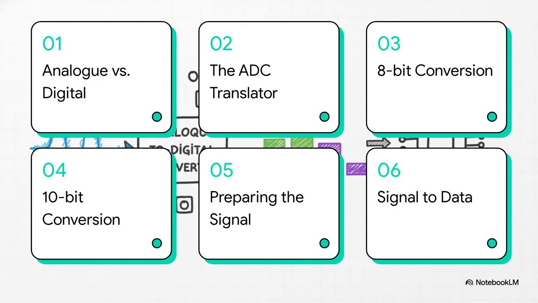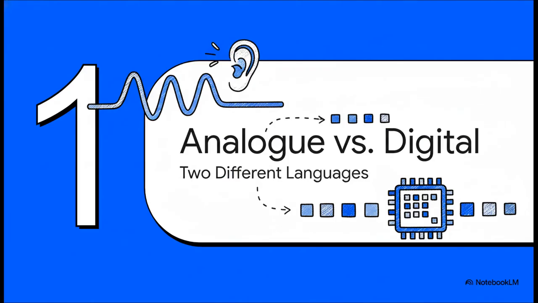So here's the game plan. First, we'll get into the two different languages our world and our computers are speaking. Then we're going to meet the amazing little component that acts as the translator. We'll look at how it can go for speed or for crazy precision, how it can prep a signal before it gets translated, and then finally we'll follow a signal's entire journey from the real world straight into the digital brain of a machine.